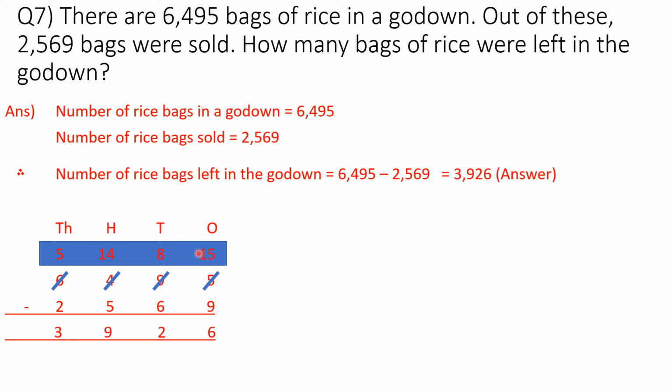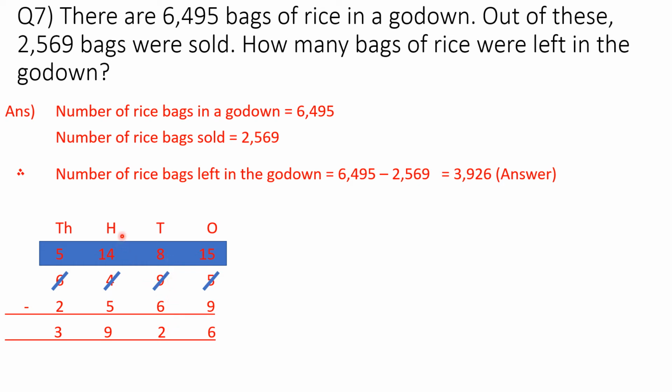So 5 will borrow from this 9. 9 becomes 8 and 5 becomes 15. Now 15 minus 9, that is 6. Now under the tens column, you have to subtract 8 minus 6. 8 is bigger than 6 now, no need to borrow. 8 minus 6 is 2.